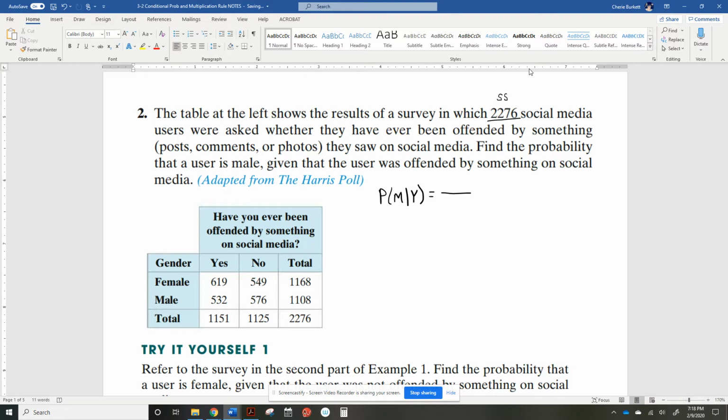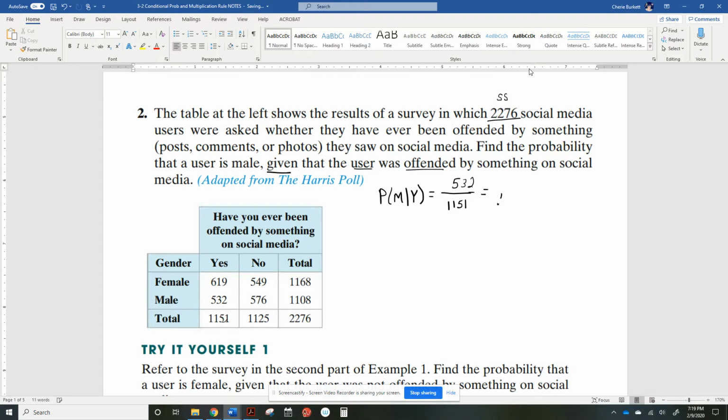that answered yes. Why? Because that's what it says: given that the user was offended, given that the user answered yes. So the only group that we are interested in is the group that answered yes. That's a total of 1,151 people answered yes. And of those, the males are 532. So you would reduce that down if you can, or change it to a decimal.